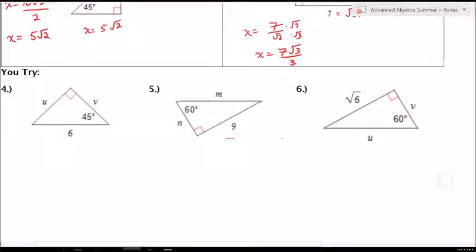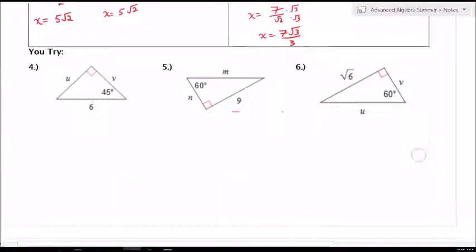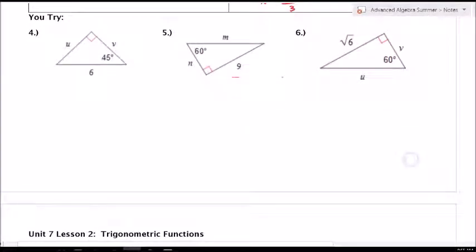At this time, I would suggest doing these three problems on your own and then checking with me to ensure your answers are correct. So pause the video now and complete these three problems.